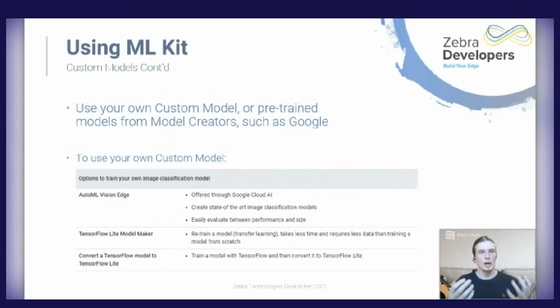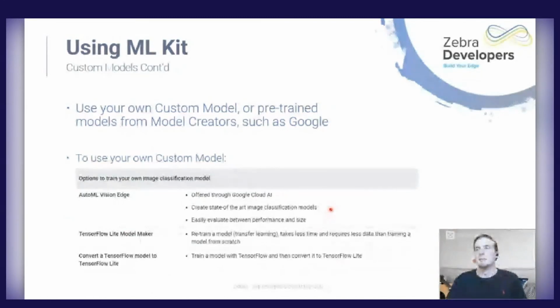So if you want to use your own custom model or use a custom pre-trained model from recognized model creators such as Google, then you have these three options down here. This is pretty much just repeating what I've just said, but you can use AutoML Vision Edge, which is offered through Google Cloud AI, and this allows you to create state-of-the-art image classification models. And then TensorFlow Lite Model Maker just allows you to retrain models essentially, or you can convert a TensorFlow model into a TensorFlow Lite model, which is then compatible with MLKit.